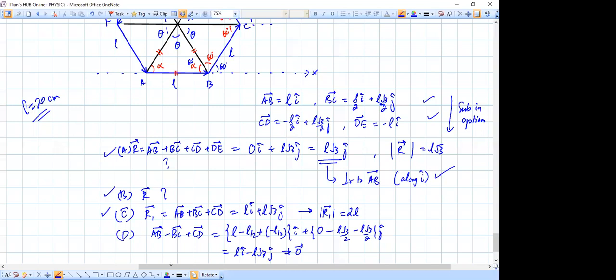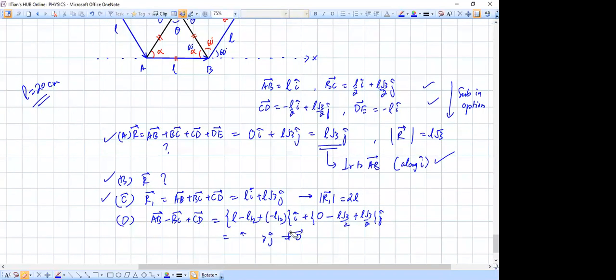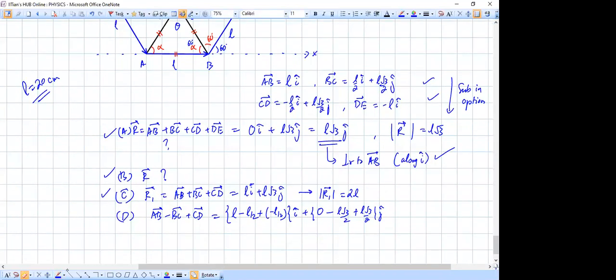Wait. Something is wrong. This should be a null vector. Let me just check. Something wrong I've done. So AB minus BC, that one is correct. And oh, sorry, this will be plus. So it will be a null vector. So you can see L minus L by 2 minus L by 2. So that's 0 I cap. And again, minus L root 3 by 2 plus L root 3 by 2. So okay, it is a null vector. So this option is also correct. So this is an example where all four options are correct.